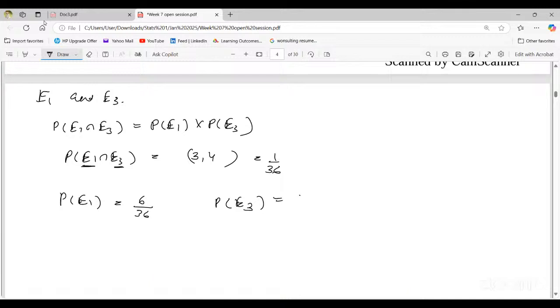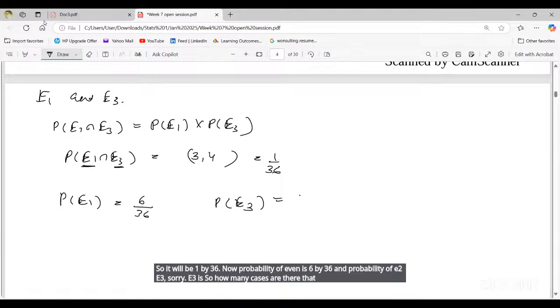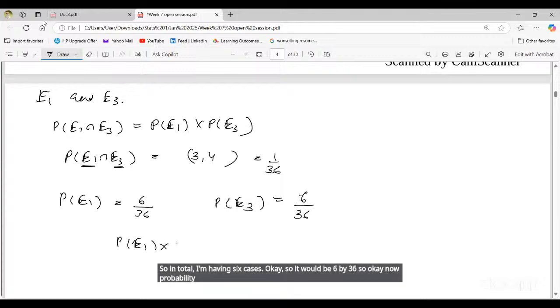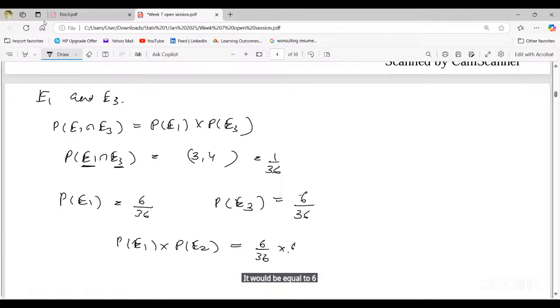And the probability of E3: how many cases are there where the sum should be 7? In total, I have 6 cases. So it would be 6 by 36. Now, the probability of E1 into the probability of E3 would be equal to 6 by 36 into 6 by 36, which would be 1 by 36.